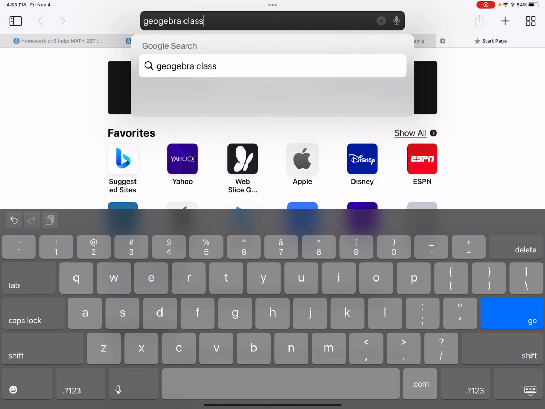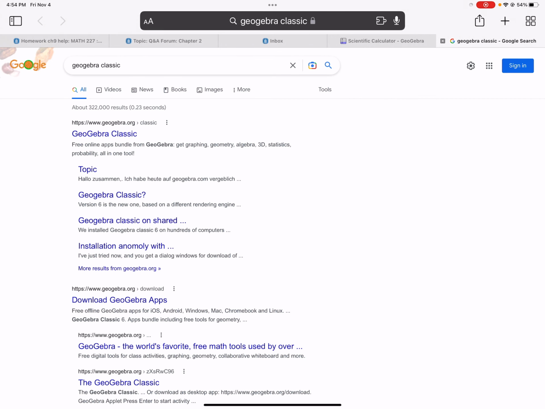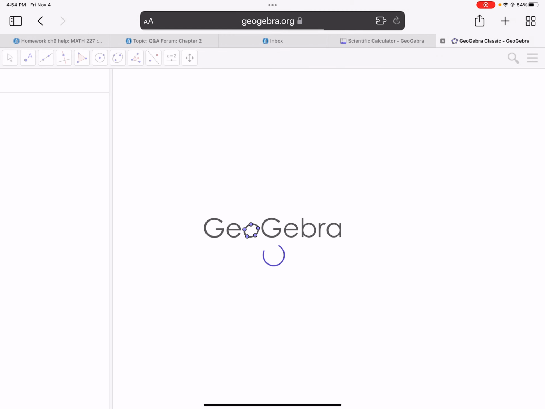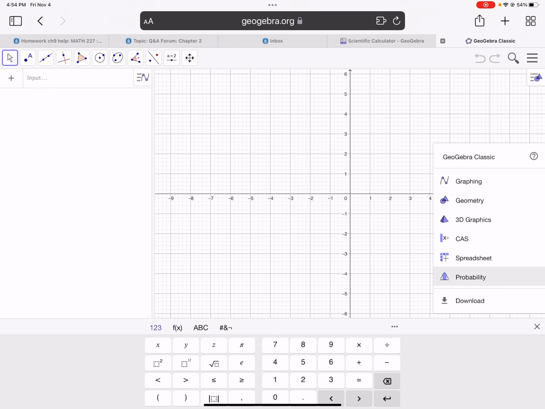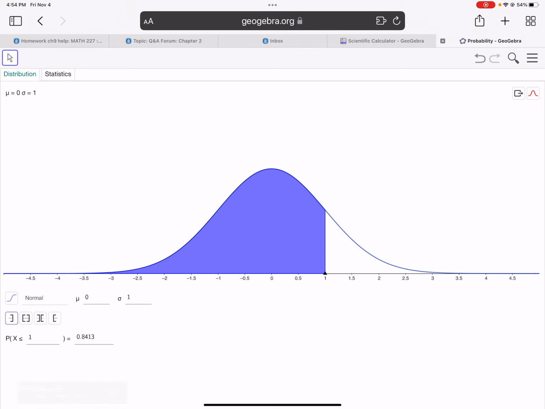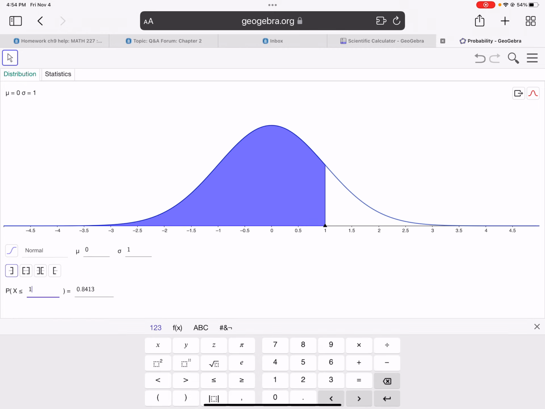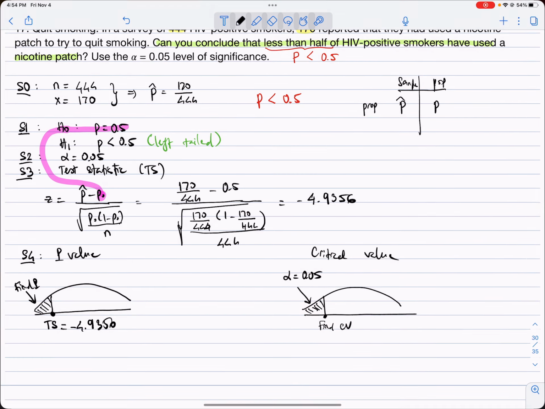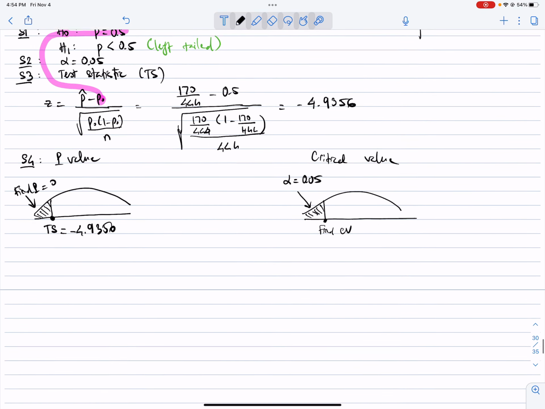Classic. And then we click on probability. Okay, so we use Z, and I click on the left side. I will put in the number negative 4.9356. So I got the probability is really small, and it shows 0, so it's considered really small. So the p-value is 0.